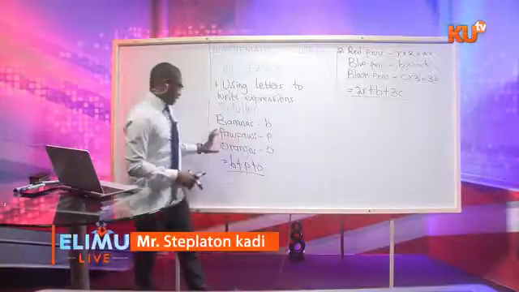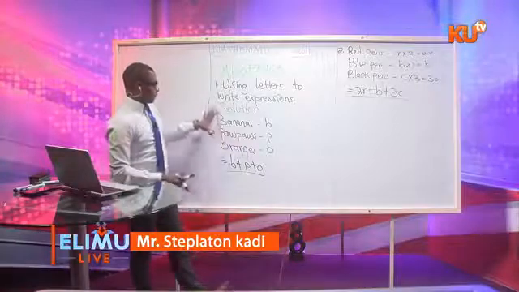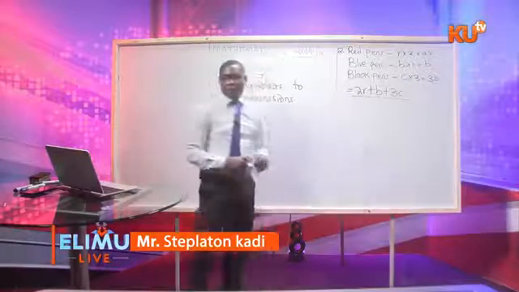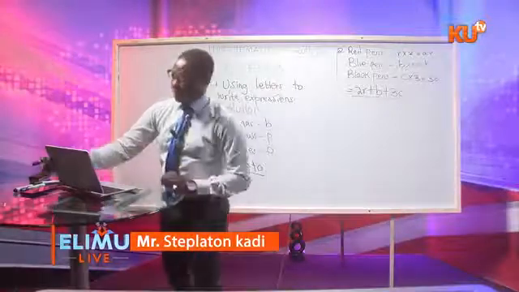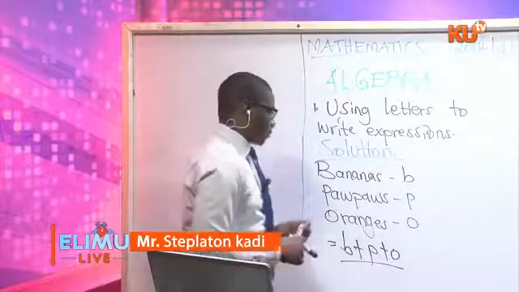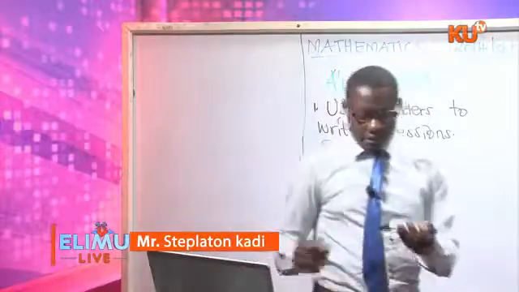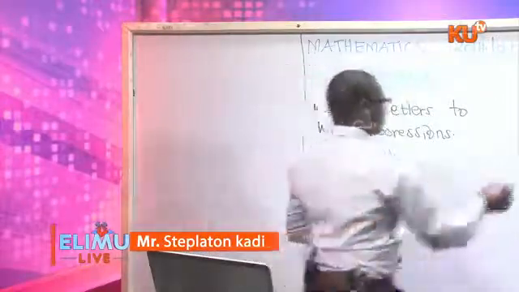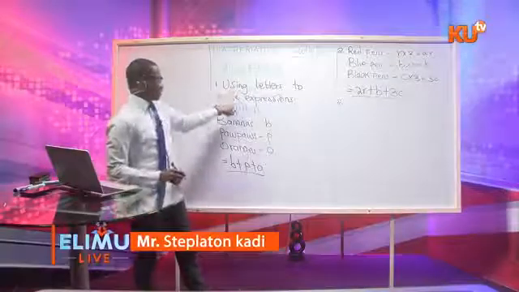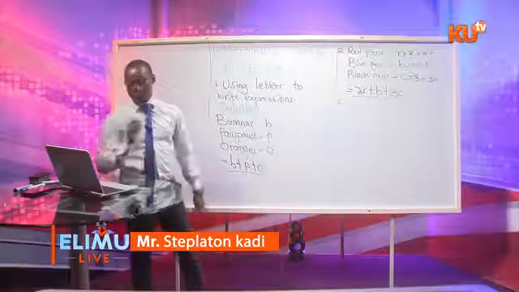So we have the first example where fruits were being bought, and we have a second example where pens were being given. So that is about using letters to write expressions. So we look at something else. And number 2, in algebra, we are finished with 1, using letters to write expressions. We are looking at number 2.